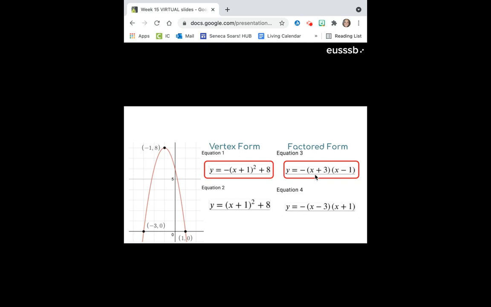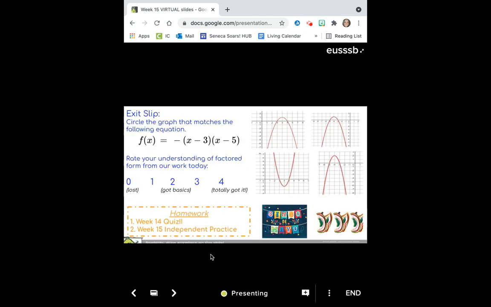All right, so here is your exit slip for today. You're going to circle the graph that matches the equation that's provided, so one of those 4 graphs there to the right. And then just give me a rating from 0 to 4 of how much you feel like you understand the factored form. If you haven't done your quiz from week 14, please make sure you get that done. And week 15's independent practice on factored form has posted.